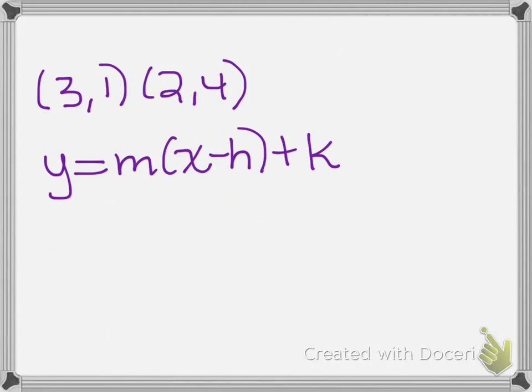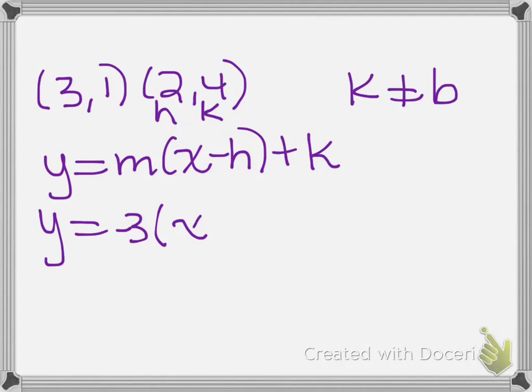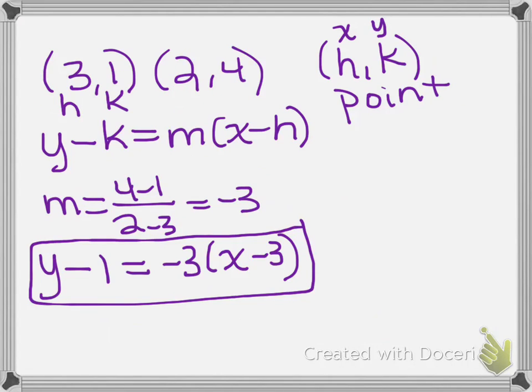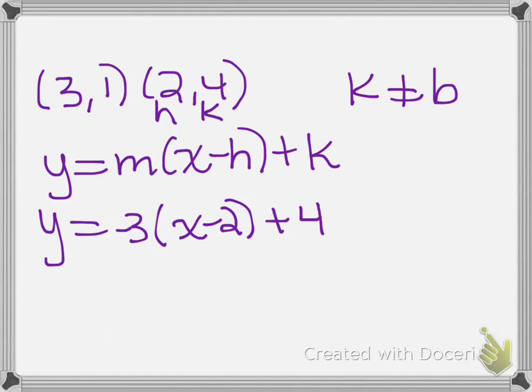The other way you could write this is you can put the k on the other side. Now please understand, k is not b, and I'll show you why. This time I'll do it with 2 and 4. I'll make that my h and my k. So it's the same numbers, so I get y equals negative 3 times x minus 2 plus 4. Okay, so what I did is I moved the k over. See, in this original one I had k over on the left. If I add a k to both sides, I now get k on the right. And that's fine. Either one's right.